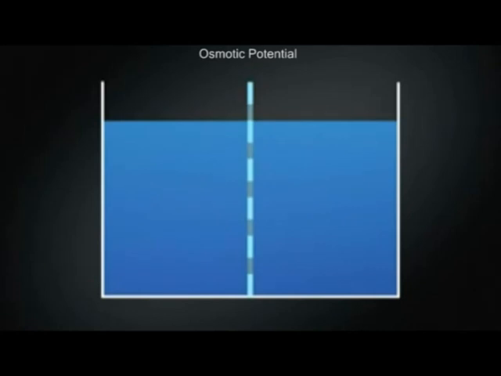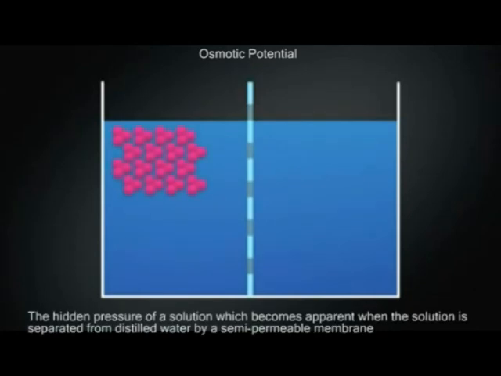Osmotic potential. Osmotic potential is the hidden pressure of a concentrated solution that only becomes real when the solution is separated from distilled water by a semi-permeable membrane. It is a measure of the pressure a solution would develop to withdraw water molecules from pure water when separated by a semi-permeable membrane.